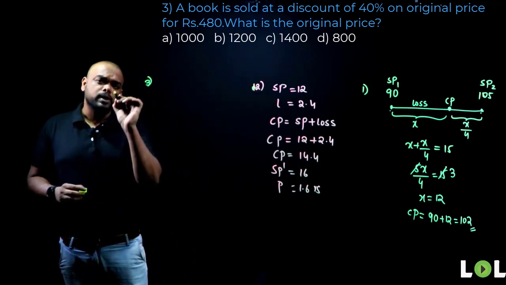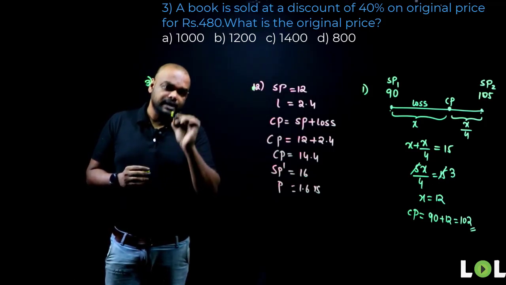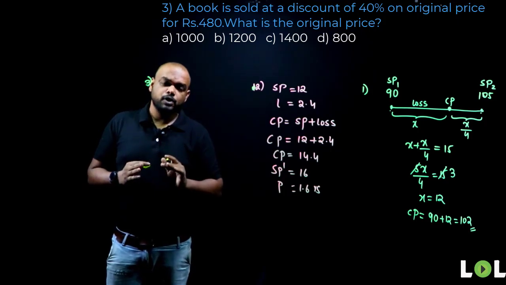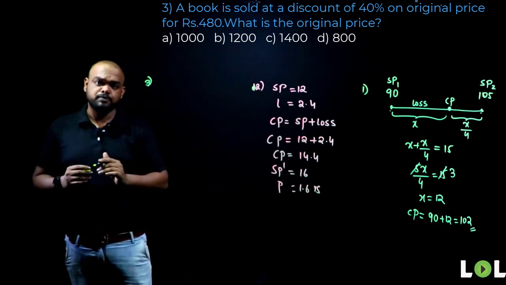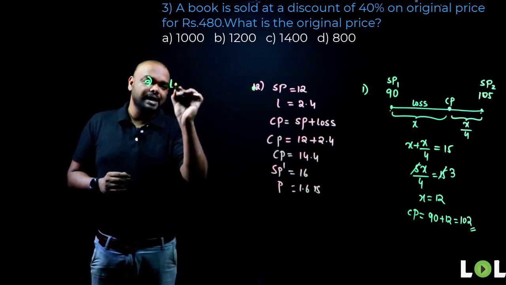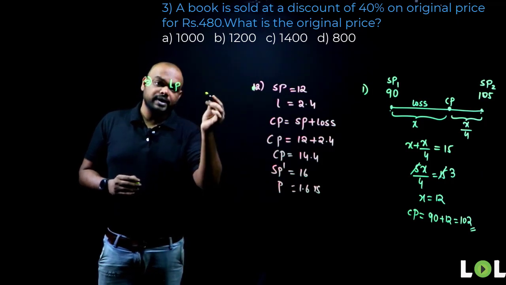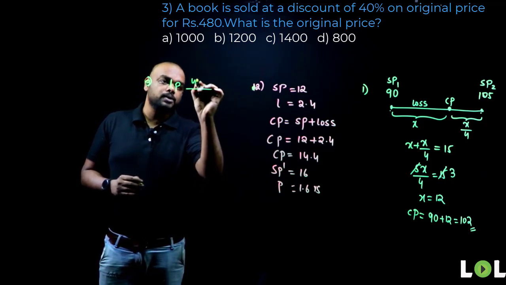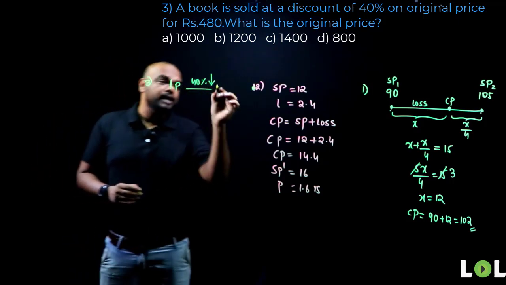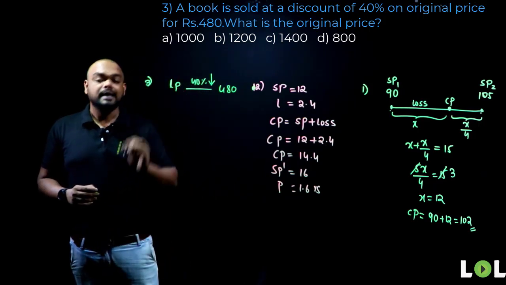Look, the book is sold at a 40% discount, people. 40% discount. And for rupees 480, what is the original price? Original price is nothing but the cost price. Now, we don't know, there is some price that is a labeled price. Let us call it labeled price. On this, there is a 40% discount given. And it is sold at 480 rupees. Now, what is the original price? That is our LP.